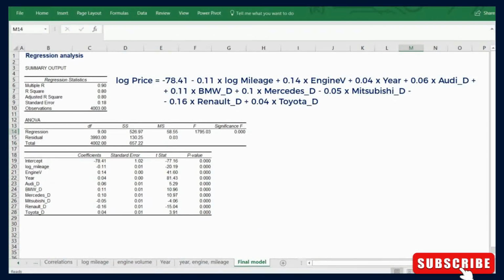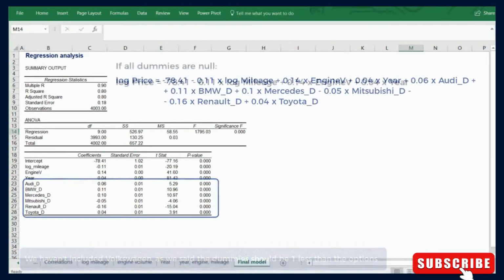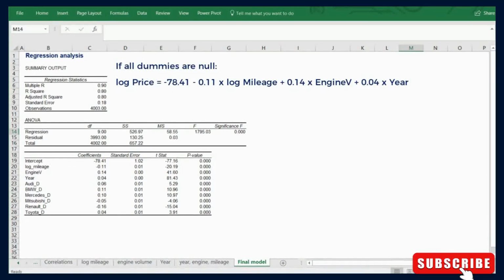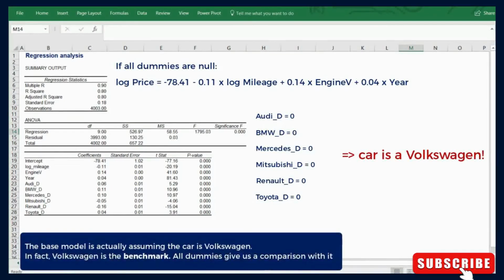Finally, we have the dummies. We have 6 dummies: Audi, BMW, Mercedes, Mitsubishi, Renault, and Toyota. We haven't included Volkswagen as we said that the dummy should be one less than the options. So, if all dummies are null, then we get this model. Another fact is that if all dummies are null, then the car is not Audi, BMW, Mercedes, Mitsubishi, Renault, or Toyota. It is a Volkswagen. So actually, the dummies give us a comparison with the Volkswagen car. That's the benchmark.